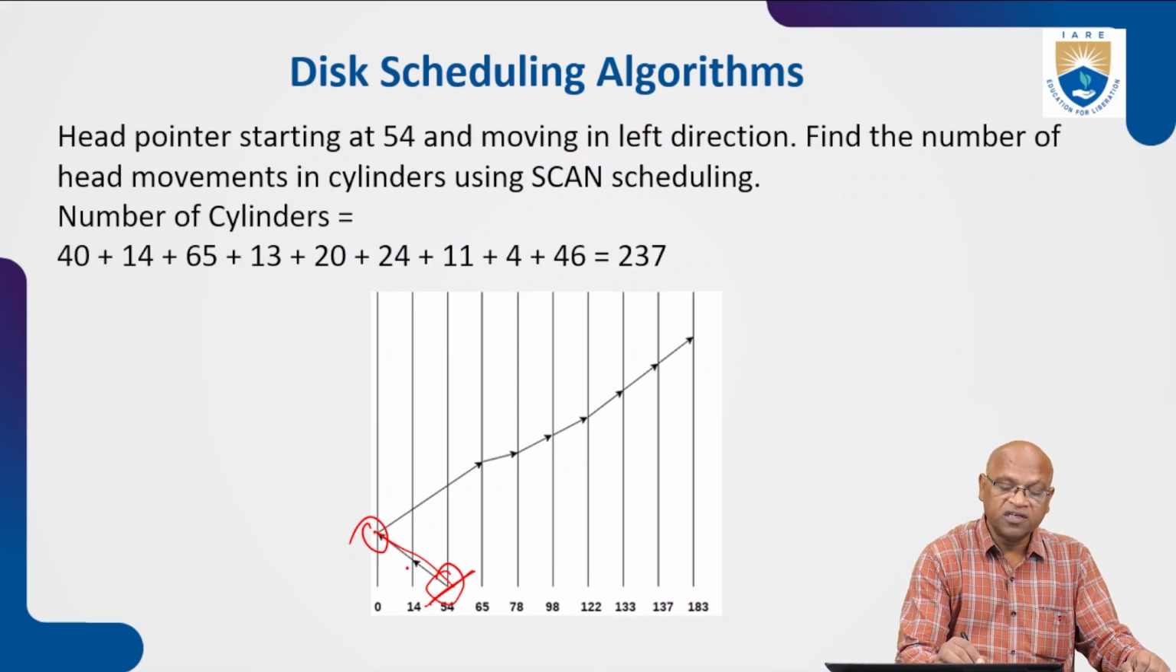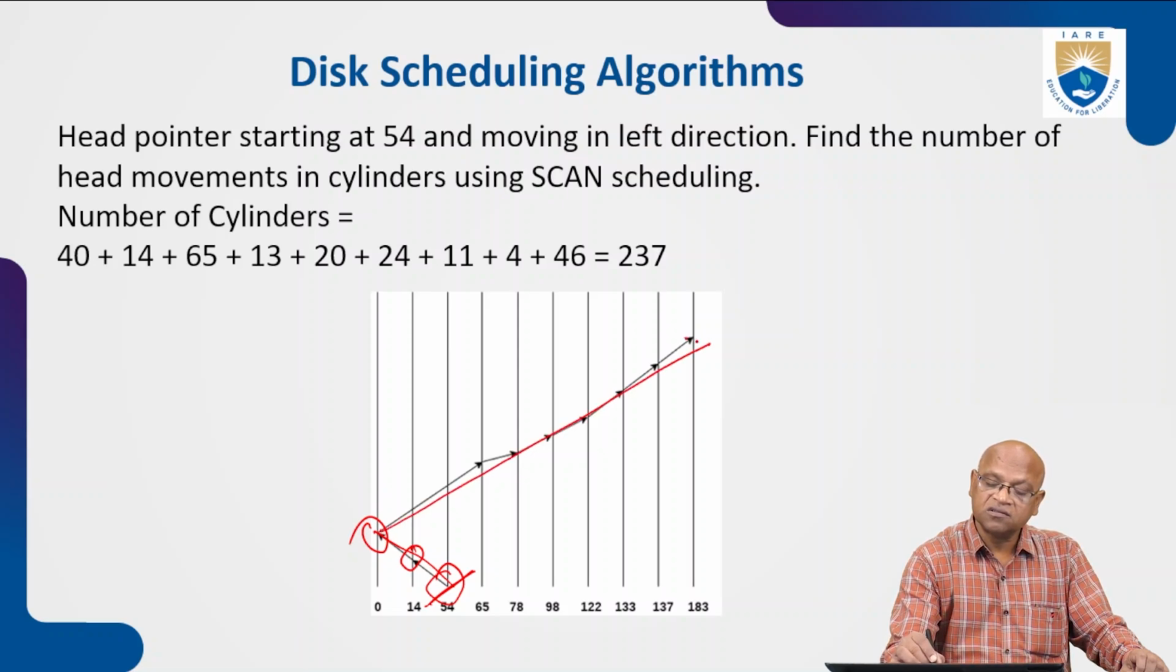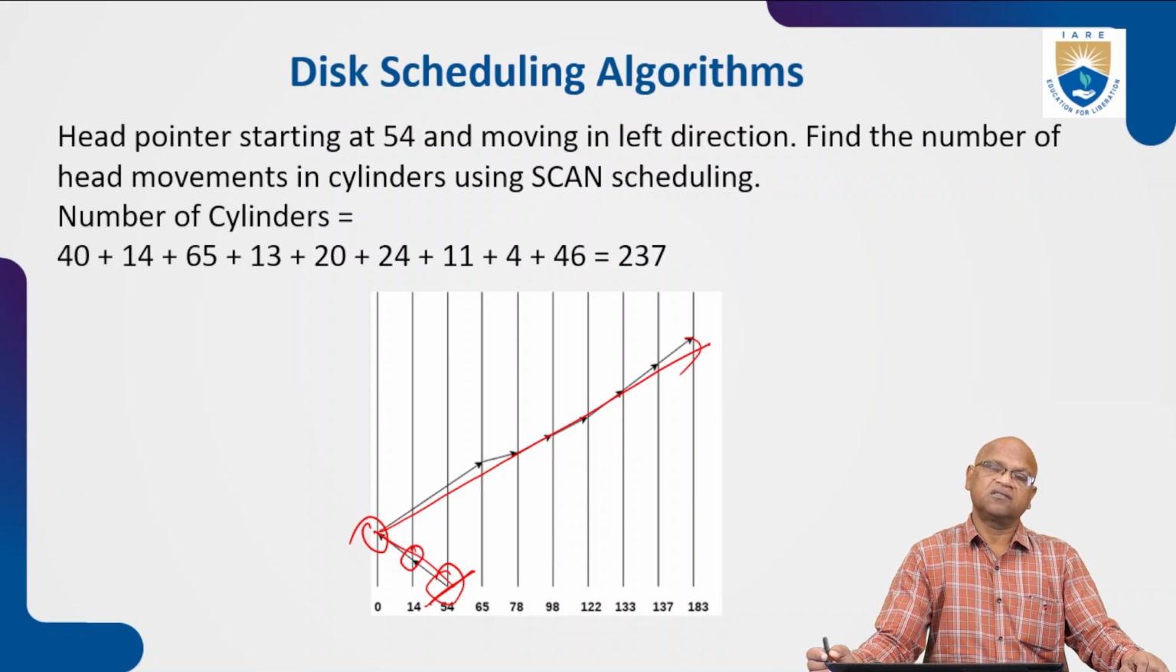On the way, 14 is there. It will touch the 14 and goes to 0. It will go completely to the end. So next, after reaching the end, again it will go in the reverse direction, this direction. So last cylinder.